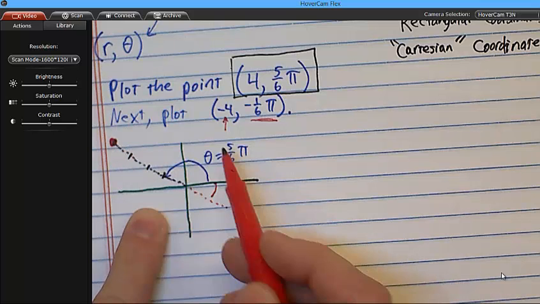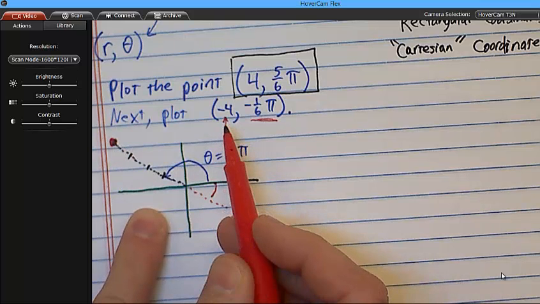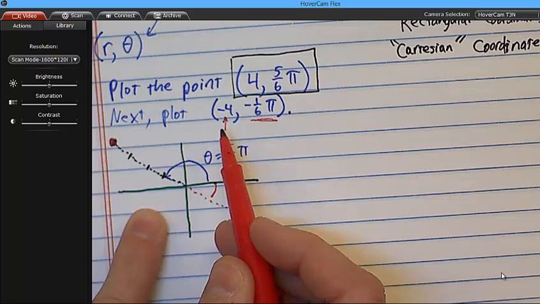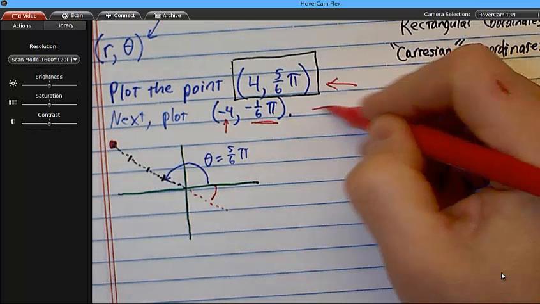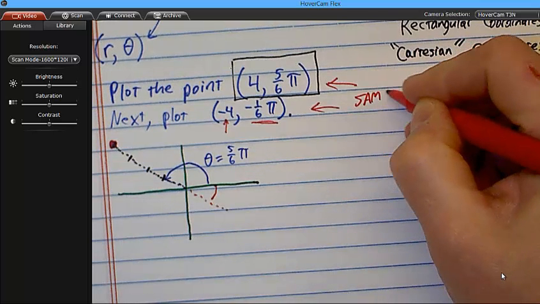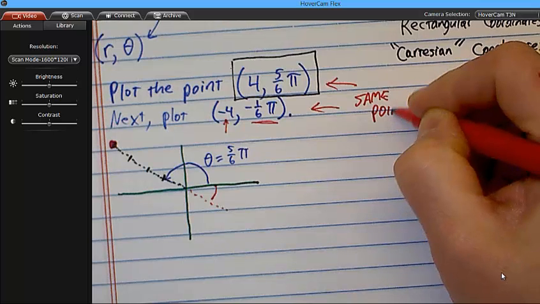Because it's a negative r. So that's interesting. And one thing that's really different, I can see right away between polar coordinates and rectangular coordinates. See, these are the same point. That's what I'm trying to get at. These are the same point.